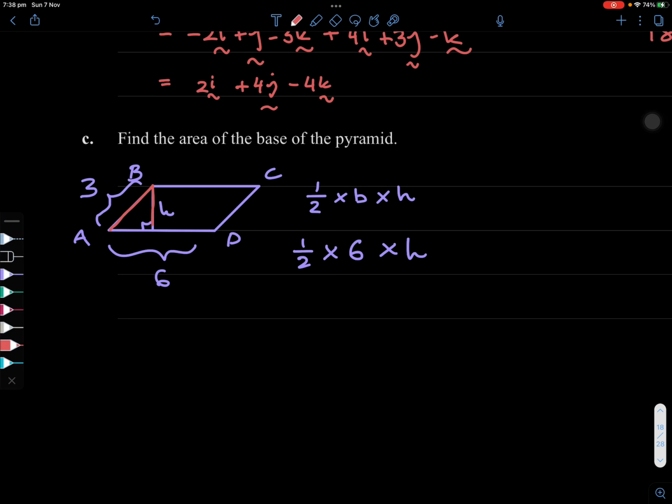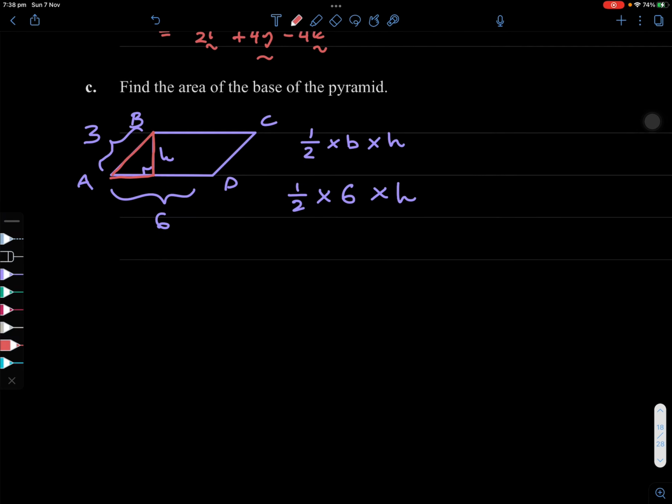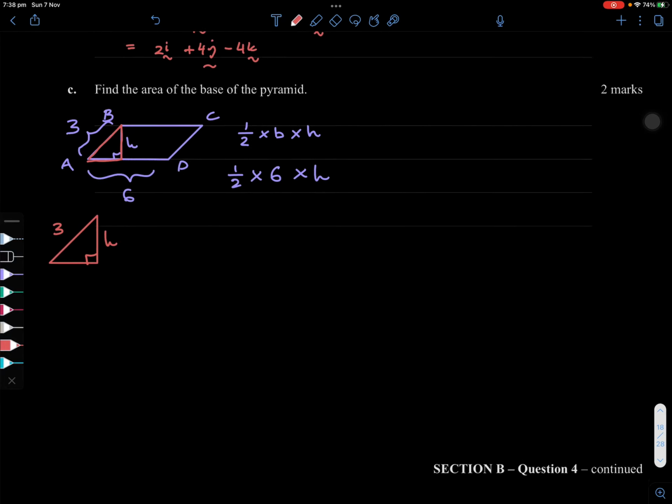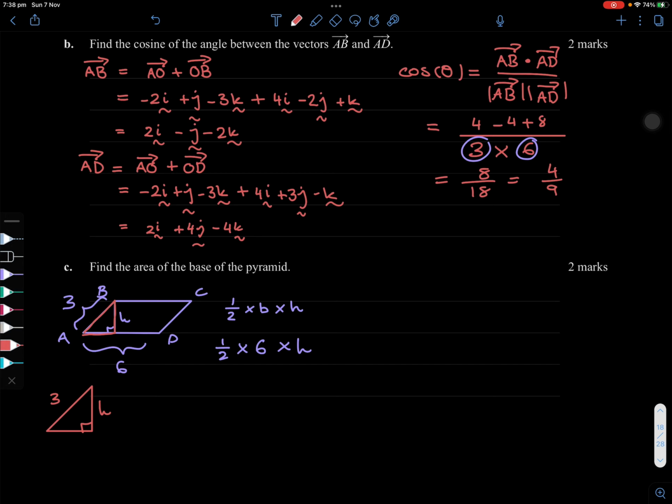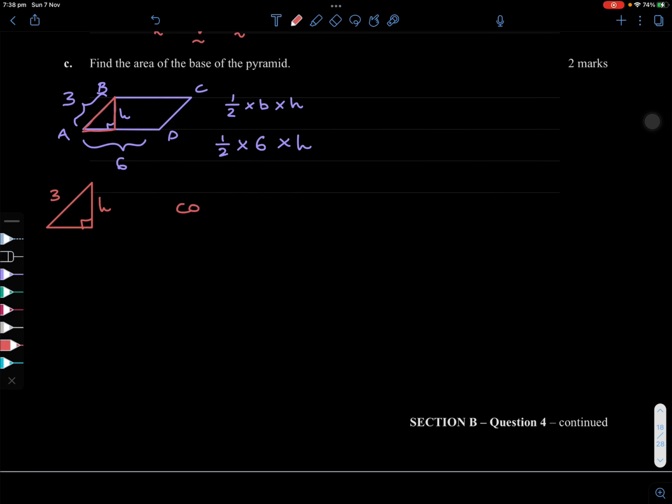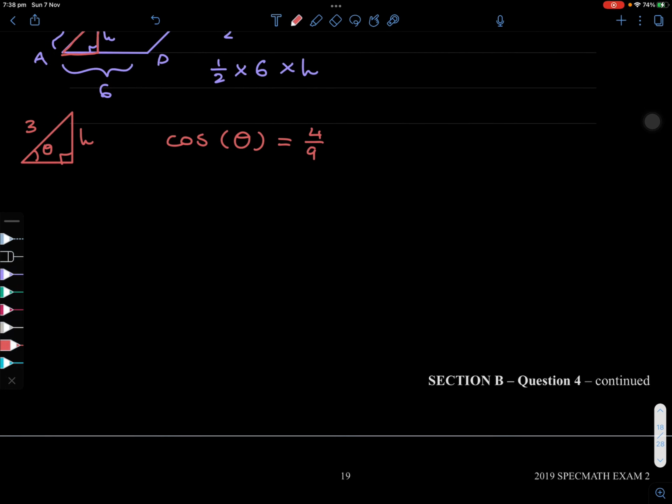Now, look here. We form a right-angled triangle. Let me draw that out here. Our hypotenuse is 3, and the height is what we're trying to figure out. Now, we know cos is 4 on 9. Cos of this angle is 4 on 9.